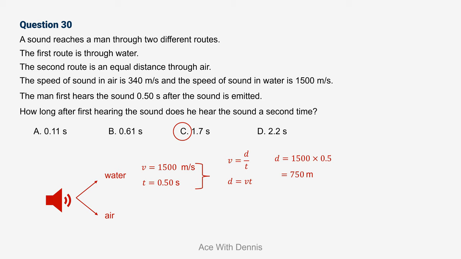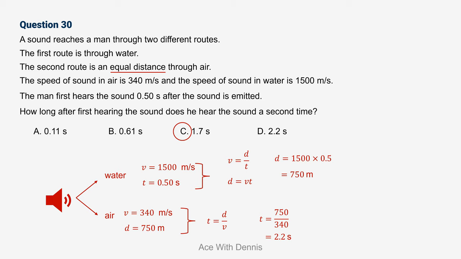Next, for the second route by air, the speed of the sound through the air is 340 meters per second. Since it is an equal distance, the distance is also 750 meters. Using the same formula of speed V equals D over T, we can calculate the time taken to travel through the air, which is D over V. So the distance is 750 meters and the speed is 340 meters per second. Therefore, the time will be 2.2 seconds.